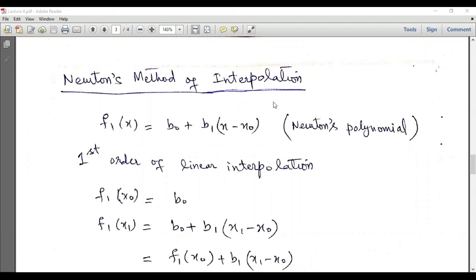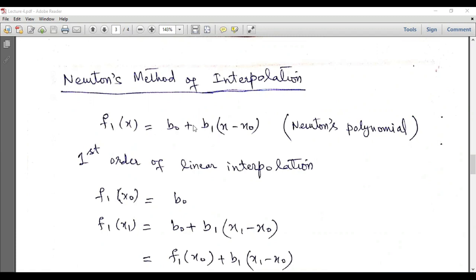In this lecture, we are going to discuss the second method of interpolation, which is called Newton's method of interpolation. The difference between Newton's method of interpolation and the direct method is that we have to use the Newton's polynomial instead of the conventional polynomial. So Newton's polynomial can be written as f1 of x is equal to b naught plus b1 into x minus x naught. So this is the first order Newton's polynomial, and that's why we have used f1 of x. If we are using second order Newton's polynomial, then we can write f2 of x. That will also be discussed later in this lecture.